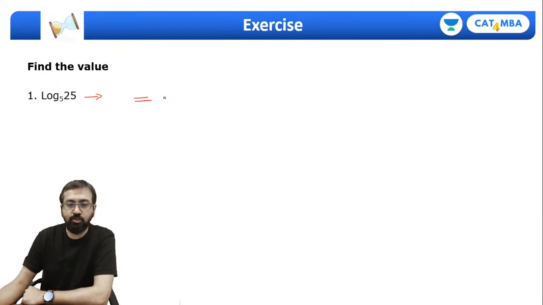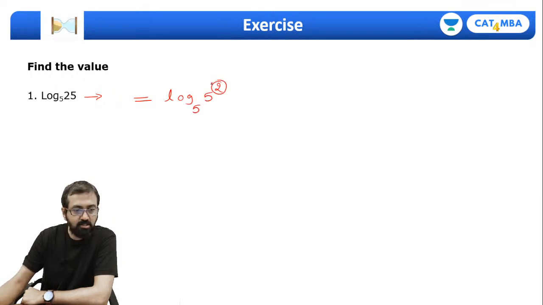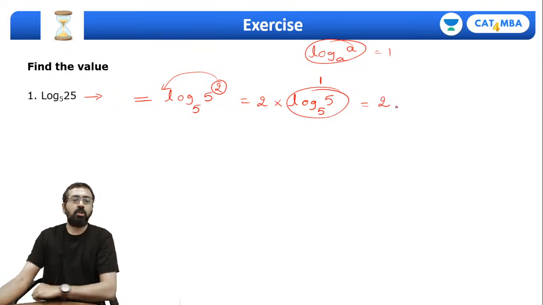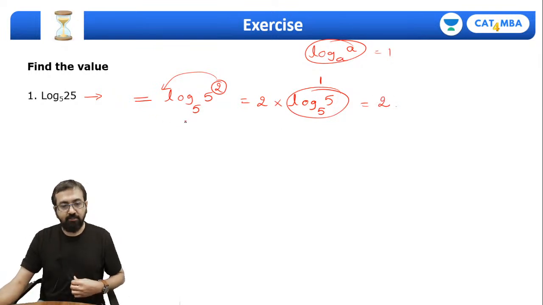Yeah, the answer is 2. Correct. Sudarshana, you are right. The answer is 2. Why? Because 25 is nothing but 5 square and the base is 5. So this power 2 will come in multiplication. So we can write this as 2 into log of 5 with base 5. Now this log of a with base a is 1. Remember that rule, log of a with base a is 1. So this is 1. So 2 into 1, the result is 2. So log of 25 with base 5 is 2.